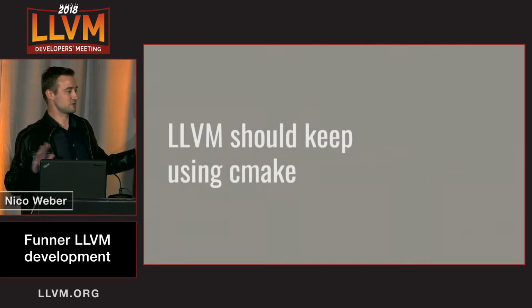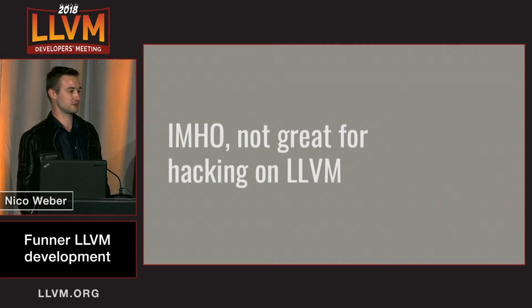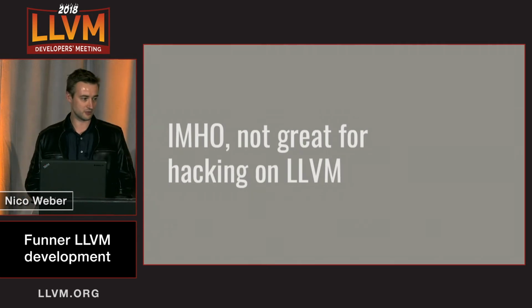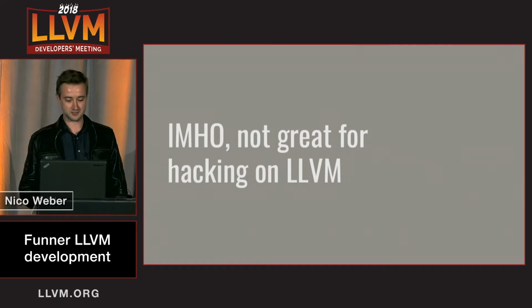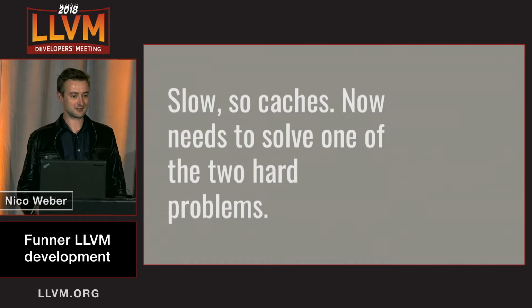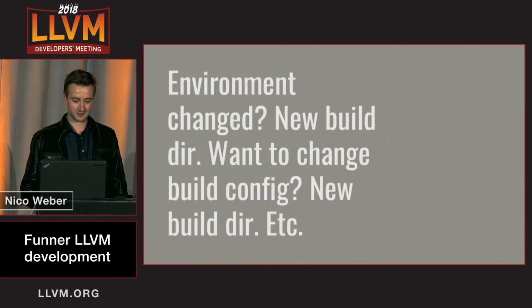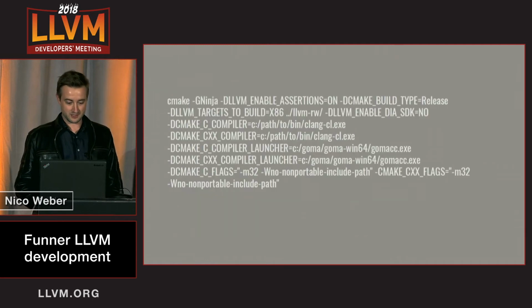I think LLVM should keep using CMake. CMake does many things great. I don't think it's super awesome for actually working in LLVM for building, syncing, working on things. If you want to switch from release to debug, that's really hard to do with CMake. CMake is kind of slow, so it caches its output. Now it needs to solve one of the two hard problems of computer science. So if your build environment changes, say you update Xcode, you basically need to blow away your build directory and start new. Want to switch from debug to release, same thing.